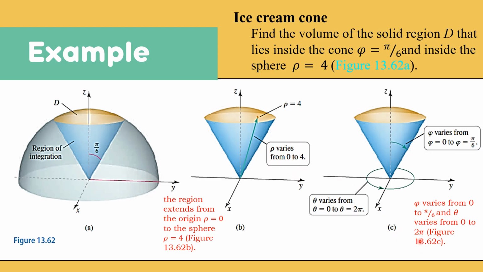And for figure C, we can see that phi varies from 0 to pi over 6, as noted here in our problem. And theta varies from 0 to 2 pi. It is observable based on the given figure.